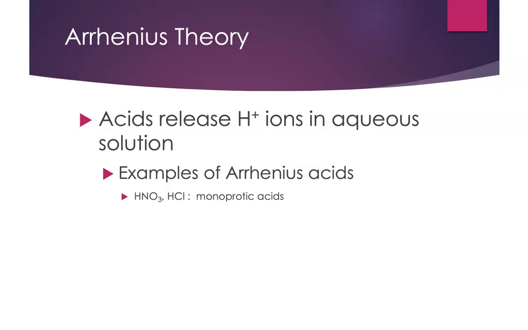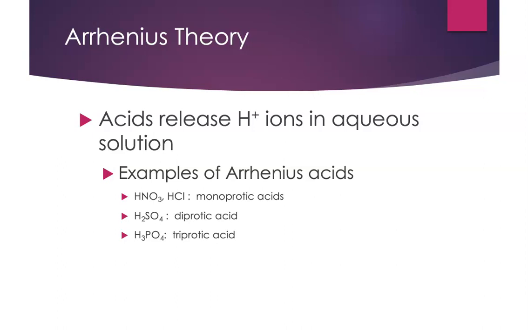We call these monoprotic acids because there's one hydrogen ion. We can have diprotic acids like sulfuric acid. Notice there are 2 hydrogen ions. We can even have triprotic acids like phosphoric acid, which is often used as an ingredient in sodas. It's got 3 hydrogen ions to make a neutral formula, so we can have different classifications of our acids.